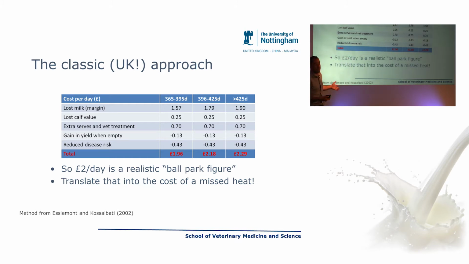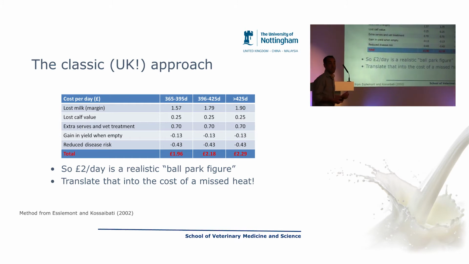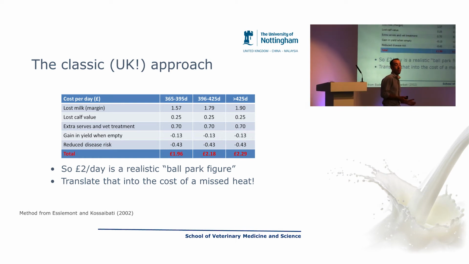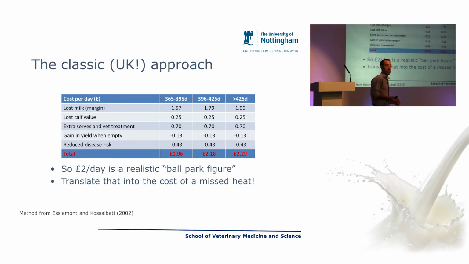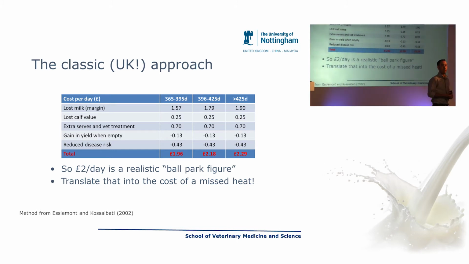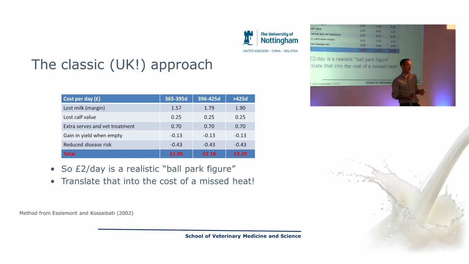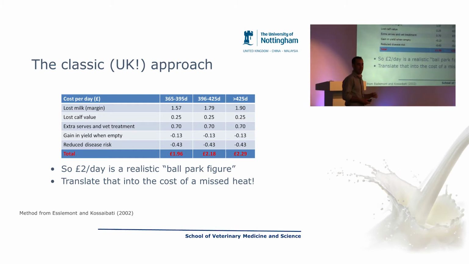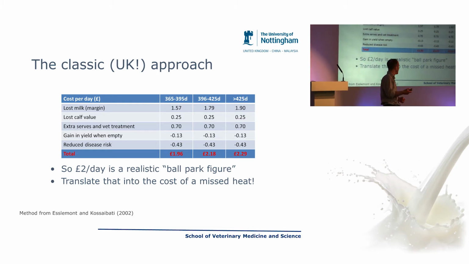So a good thing to consider here is just translating that into the cost of a missed heat. If £2 a day is a realistic ballpark figure, every missed heat is worth something like £45. You're going to have to wait another 21, 22 days till the next opportunity to serve the cow. So a fairly significant amount of money. So if you save up 4 of those, you can just about afford an extra case of mastitis. I get the impression I'm unlikely to persuade anyone that fertility is more worth addressing than mastitis.